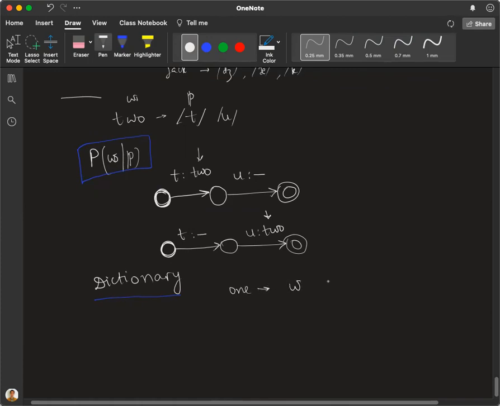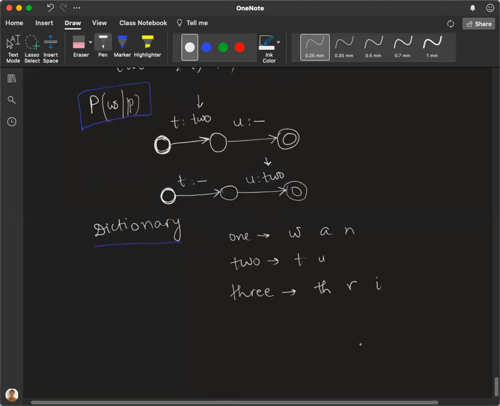Let's say na. I'm not writing the IPA notation, just some easy to understand notation which you are all familiar with. Two will be just two. Three will be th, which is one phoneme, r, and then e. There are three phonemes in three. If you see it in Hindi, there are three phonemes: tha, ra, and e.